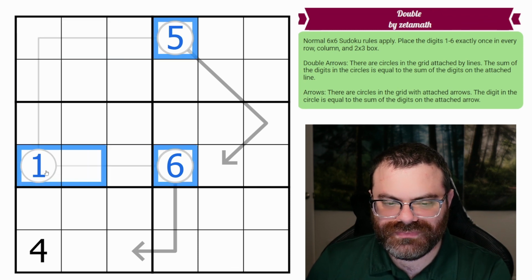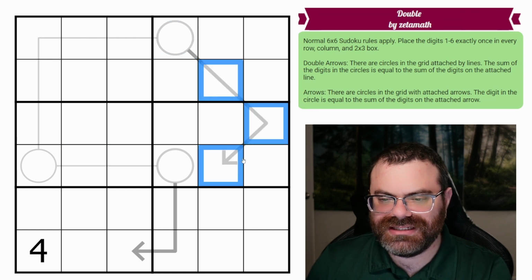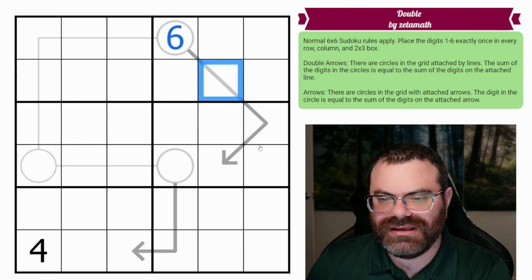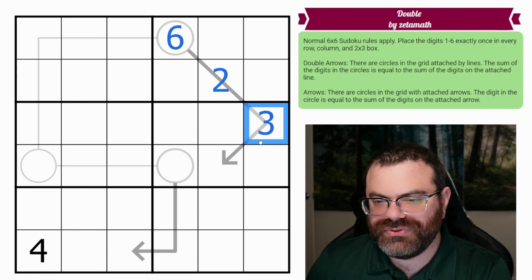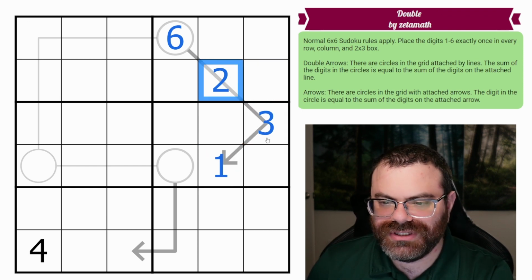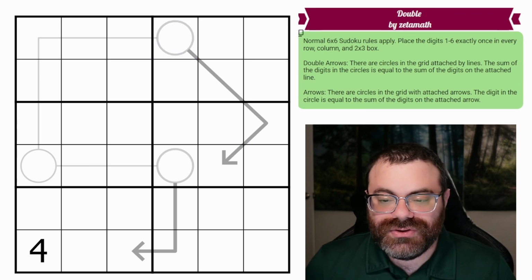Hopefully that makes sense. We also have standard arrows in the grid. So that's these circles with the connected arrows. And the digits on the arrow sum to the value in the circle. So if this was a 6, then we could do, say, 2, 3, 1. That would add to 6. But we can also repeat digits if we'd like to, as long as Sudoku allows you to. All right, so those are the rules.